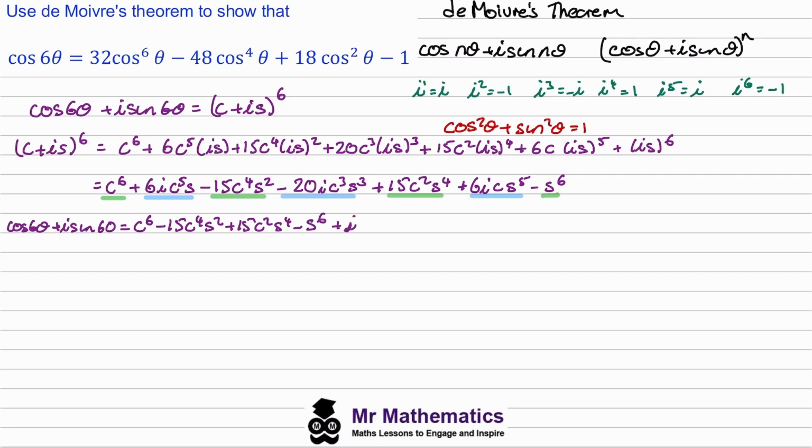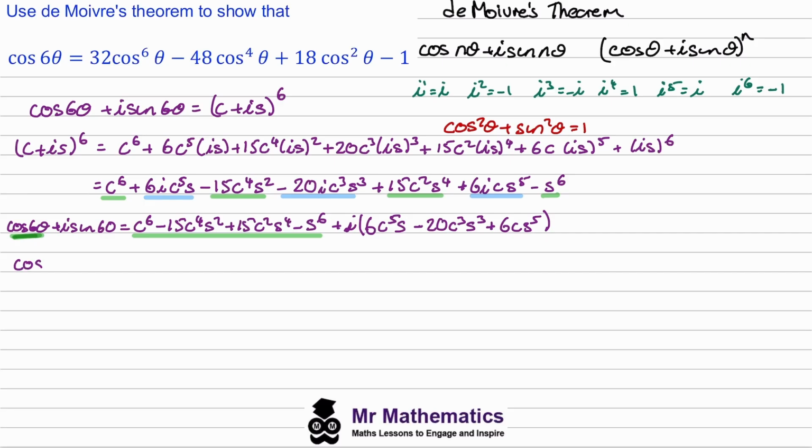I'm just going to highlight the real parts in green. So we'll have this imaginary part, 6 cos to the 5 sine, minus the 20 cos cubed sine cubed, plus the 6 cos sine to the 5. But all we're concerned about here is this cos term, which is the real term. So we can ignore the imaginary parts. And then we can use cos squared plus sine squared to write each of these sine terms in terms of cos.